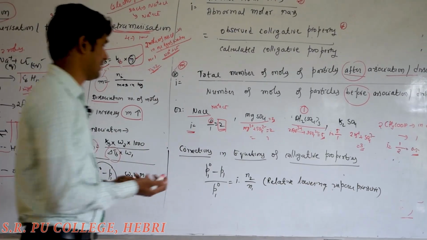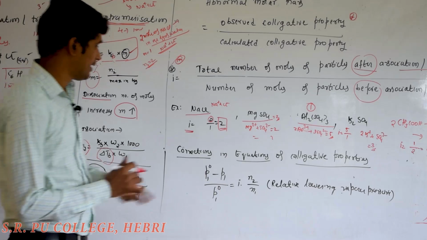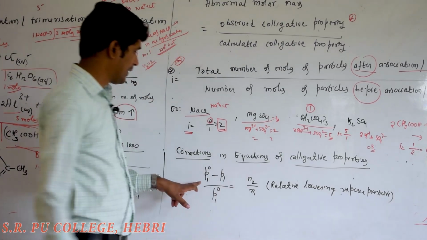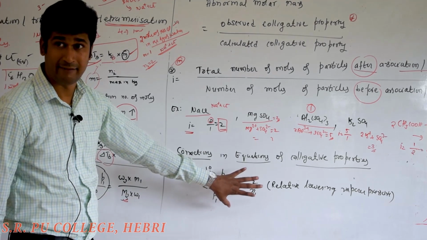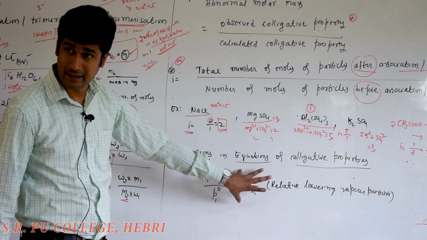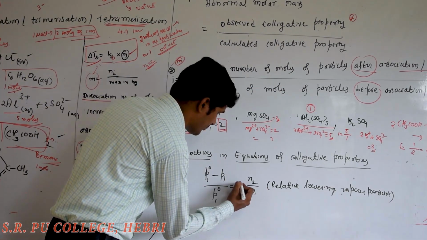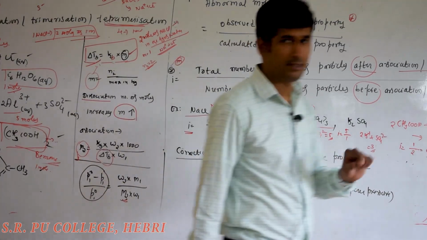Next, corrections in the equations of colligative properties. Now how to correct it based on the value of i? The correction is very simple. For relative lowering of vapor pressure, we know the formula: (P1 naught minus P1) by P1 naught is equal to N2 by N1. So this gives you the error during association and dissociation. So what we have to do, you put i here. You multiply all these terms by i. It's very simple, very easy to remember.